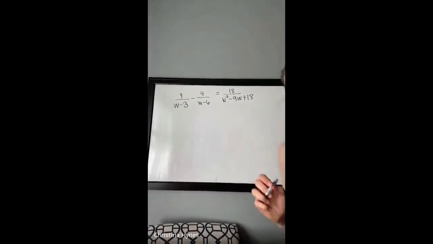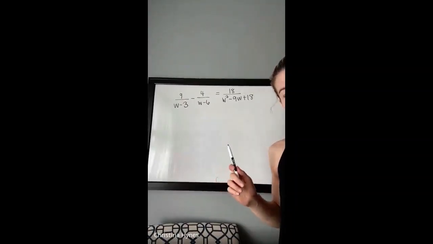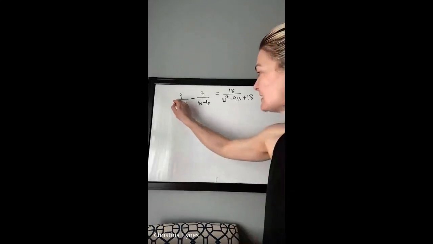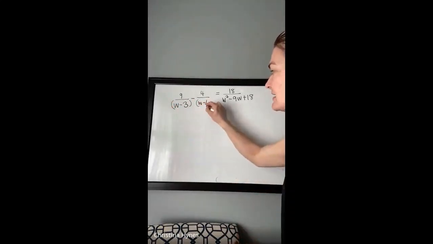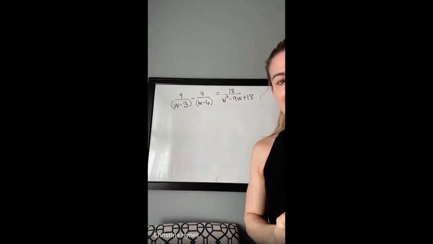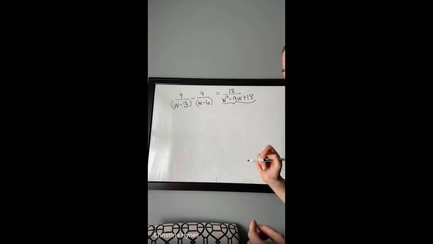Okay, so what you always want to do when you're solving is get common denominators. So you need to factor all the denominators first. This one you can't factor, which is w minus 3. w minus 6 can't factor, so you leave it as it is. But this one you can factor. So step 1 is factor.